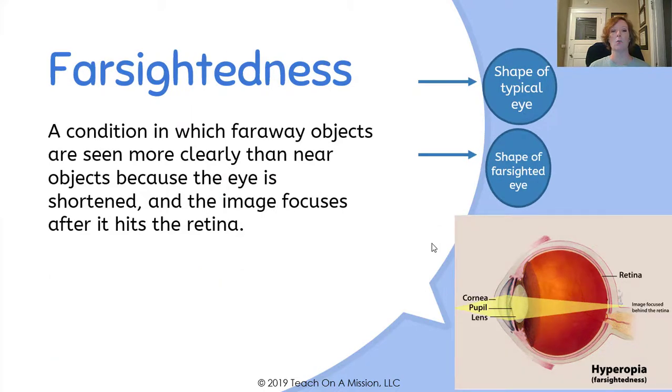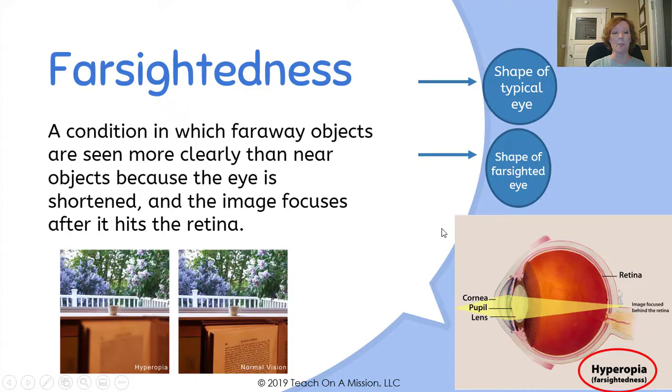Farsightedness is a condition where far objects are seen more clearly than near objects because the eye is shortened. It's squished up, and so it's more shaped like an oval vertically. The image focuses after it hits the retina, and so it's focusing behind the retina. And if you look down here at the illustration, you can see that the image is focusing behind the retina, and this is also called hyperopia.